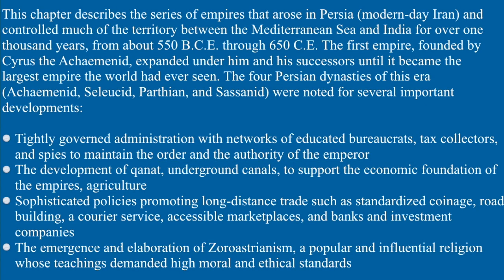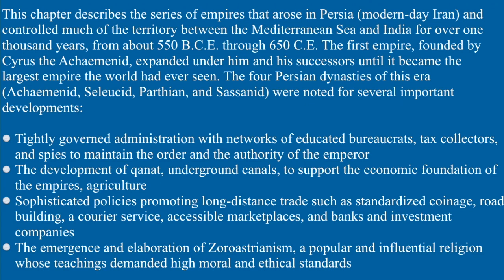Here's our chapter overview. This chapter describes a series of empires that arose in Persia, modern-day Iran, and controlled much of the territory between the Mediterranean Sea and India for over 1,000 years, from about 550 BCE through 650 CE. The first empire, founded by Cyrus the Achaemenid, expanded under him and his successors until it became the largest empire the world had ever seen.